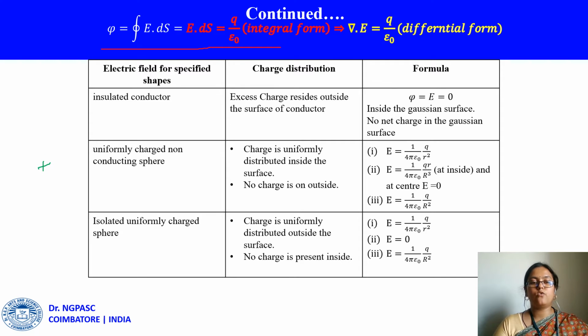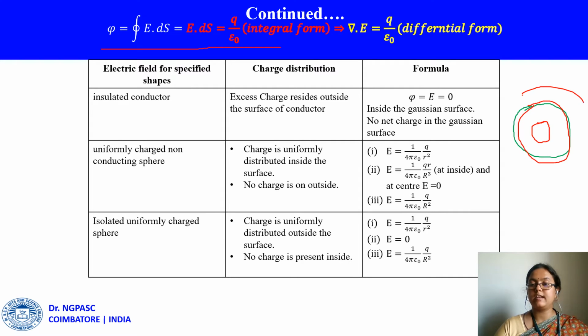Then if we go for a uniformly charged non-conducting sphere, suppose this is the sphere. Three conditions are possible. One, we can consider a Gaussian surface inside it. Another, on the surface of the sphere. And another is outside the sphere. So these three cases are possible.